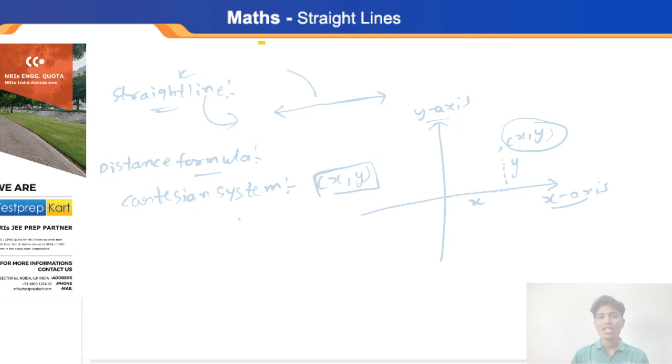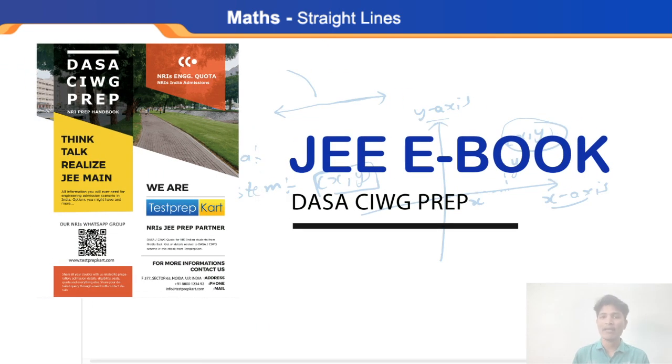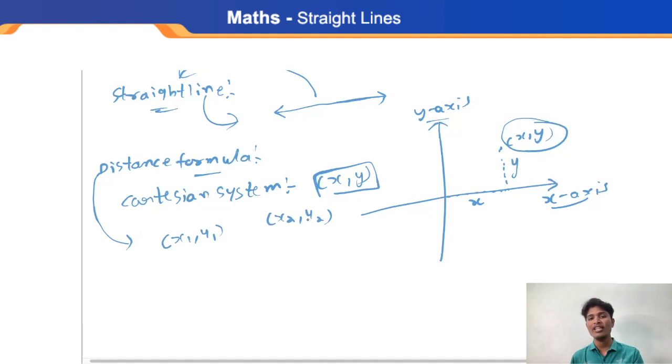So now we are discussing the distance formula. What is the distance formula? If there are two points like this, that is x1 comma y1 and another point x2 comma y2, how can we find the distance between these two points?